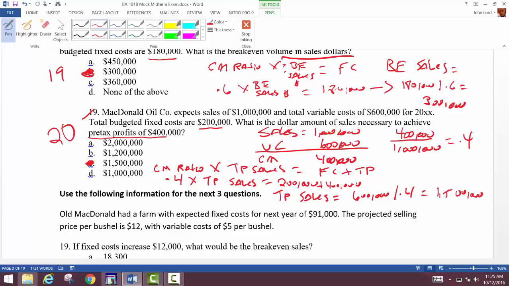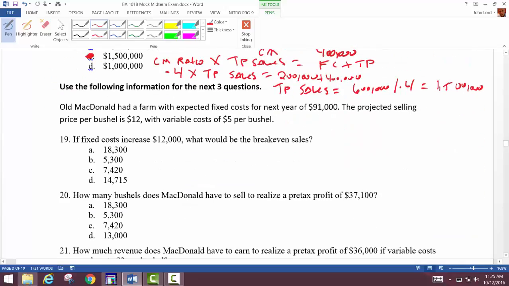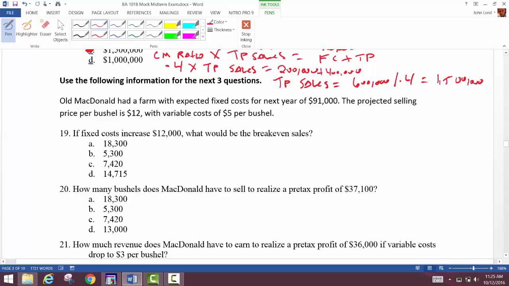Okay, good. So let's take a look at this one. You need to be ready for a couple that are going to ask you, well, what happens if this piece of the fact pattern changes? I have here expected fixed cost of 91,000, and the projected selling price is $12 per bushel, and the variable costs are $5 per bushel.